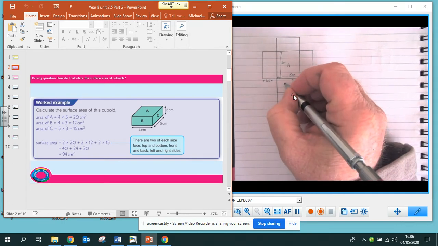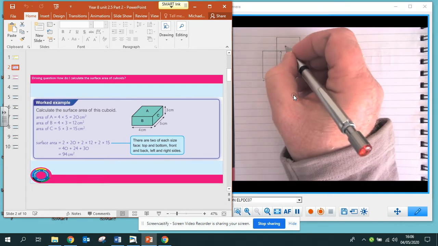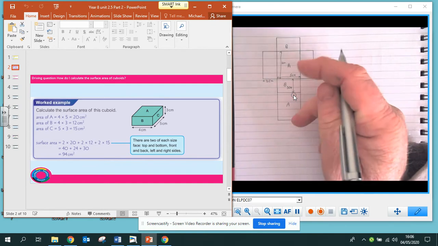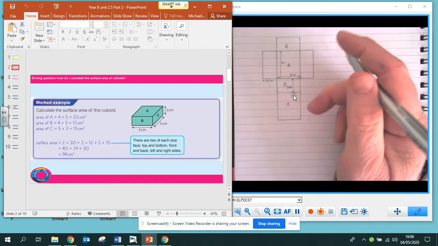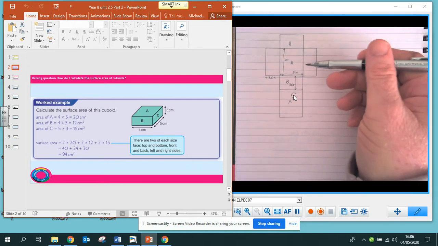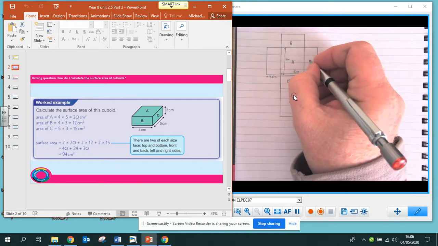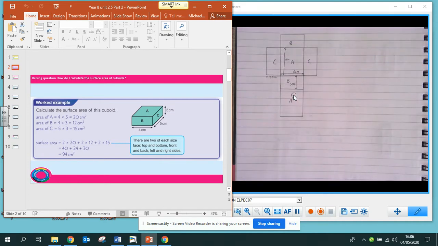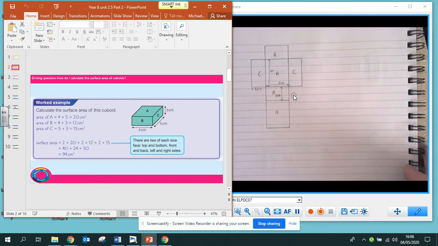So this side here is going to be B, and obviously the one behind it is B. So that's looking at it when I fold it up that way. The sides I'm going to see is B, and if I look at it from this way and I've folded it up, the sides I'm going to see are going to be C. So let's look at the surface area of this.